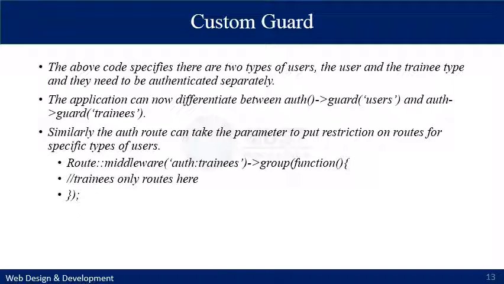So you can also use custom guards. The above code specifies there are two types of user, the users and the trainee types, and they need to be authenticated separately. The application now can differentiate between authentication guard users and authentication guard trainees. Similarly, the auth route can take parameters to put restrictions on routes for specific types of users. For example, app middleware is applied to app colon trainees, and you can group these into a number of paths, and only trainee routes will be accessible here.